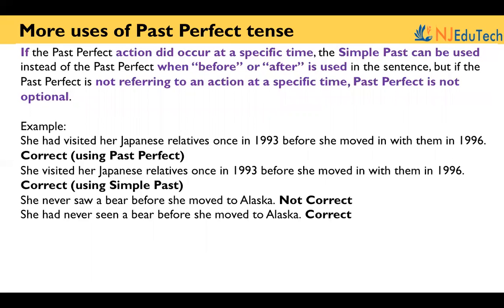She visited her Japanese relatives once in 1993 before she moved in with them in 1996. So this is the way you use it in simple past. If we say, she never saw a bear before she moved to Alaska, that's not correct. She had never seen a bear before she moved to Alaska.